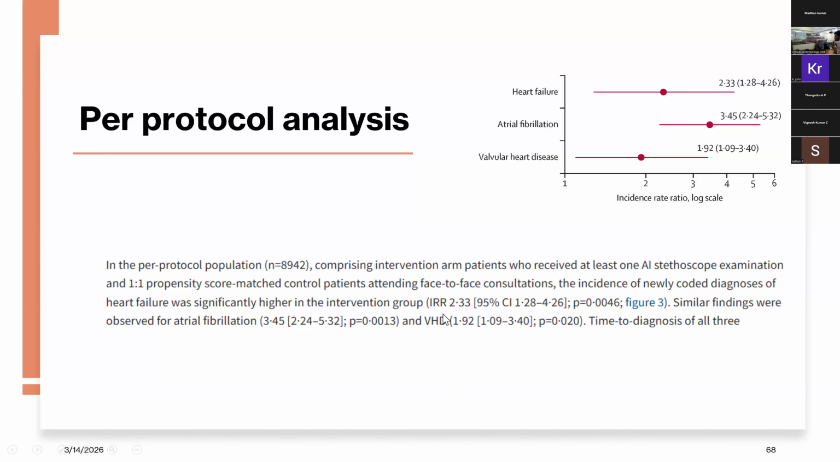So when they did it as a per protocol analysis with the factor of whether using an AI-based stethoscope per se will improve the diagnosis of heart failure, the study authors have found that the incidence rate ratio was higher at the range of 2.33 for the diagnosis of heart failure with a confidence interval between 1.28 and 4.26. And the p-value was also statistically significant. But given the fact that this is a sensitivity analysis, the result findings should be taken with caution.